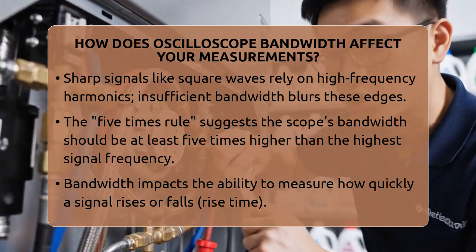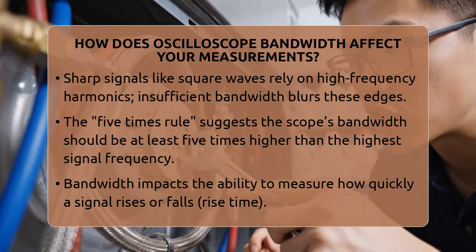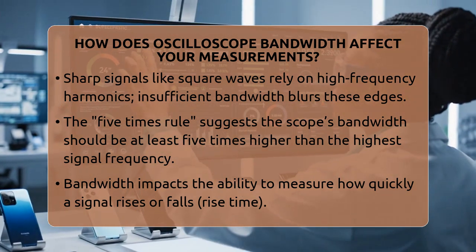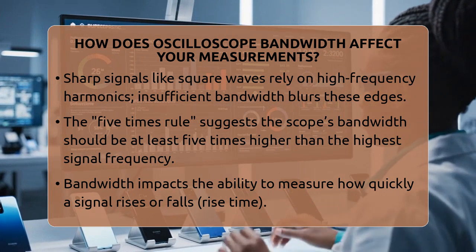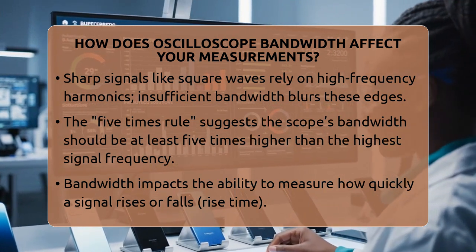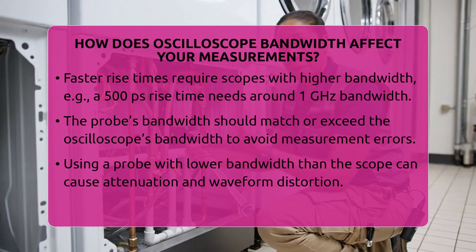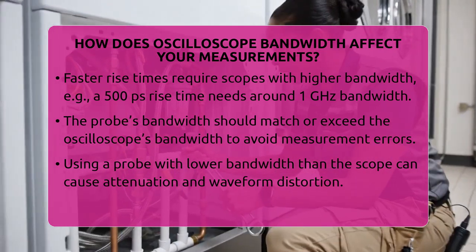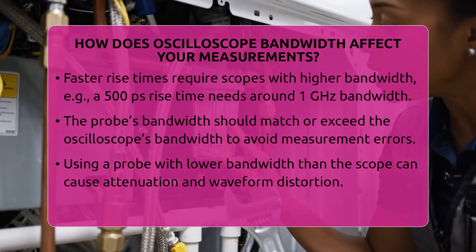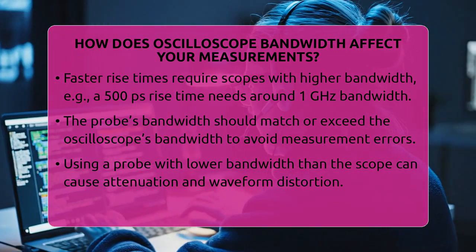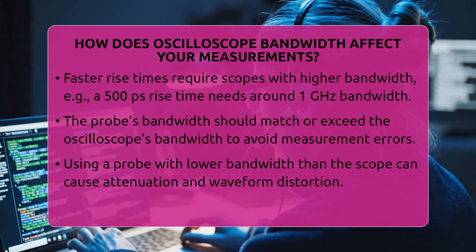The bandwidth also affects how fast a signal's rise time can be measured. Rise time is how quickly a signal changes from low to high. The faster the rise time, the higher the bandwidth needed. For example, if you want to measure a signal that rises in 500 picoseconds, you need an oscilloscope with a bandwidth of around 1 gigahertz or more. If the bandwidth is too low, you won't see the true speed of the signal.